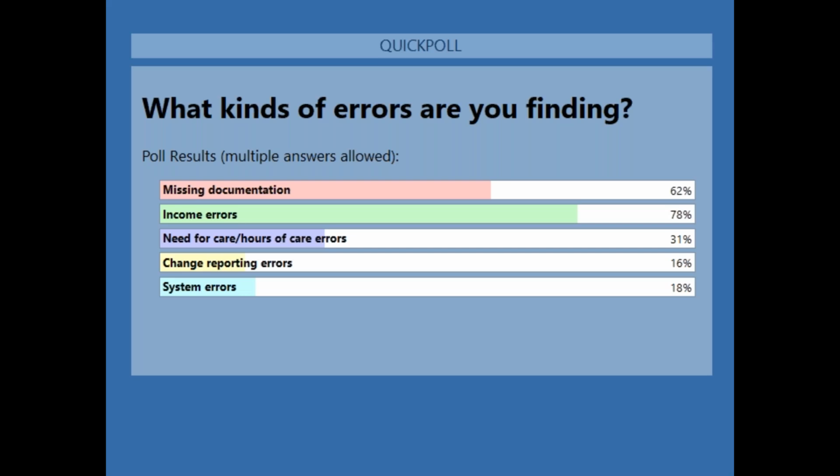All right, and this is common. Income errors and need for care are the two most common that we generally see. So on par with previous error findings thus far. No, you're certainly not finished with your reviews yet. All right, can you take us back to the slides, Katie?